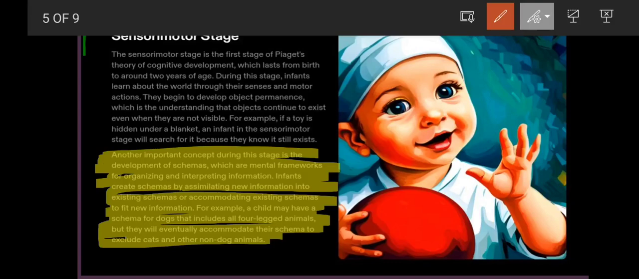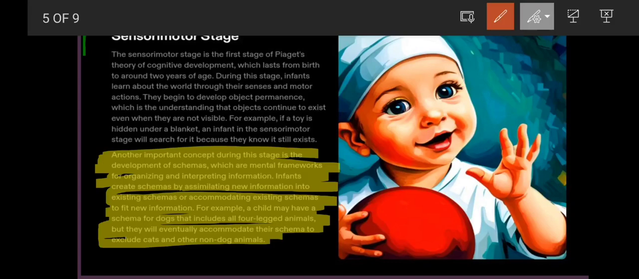Now in accommodation, what he will do is modify. He will modify his schema to exclude cats and other non-dog animals. Means he will update his existing schema that that is not a cat, it is a dog. Means not everything that has four legs is a cat. The cat has four legs and the dog also has four legs. Like this, he will update his existing schema or existing knowledge.